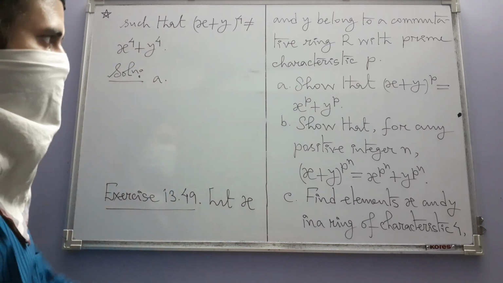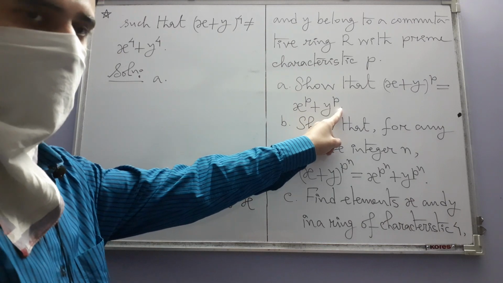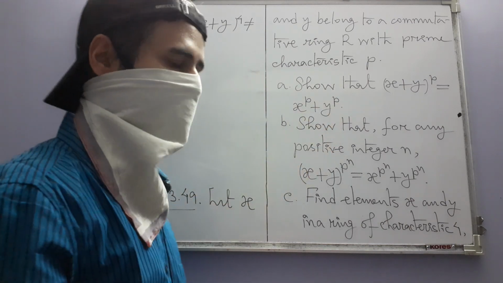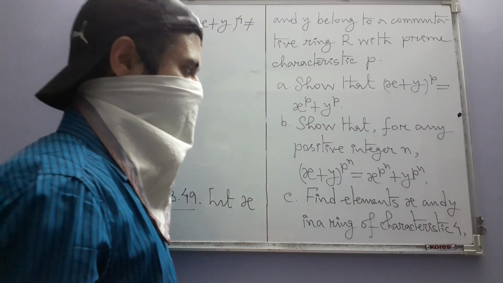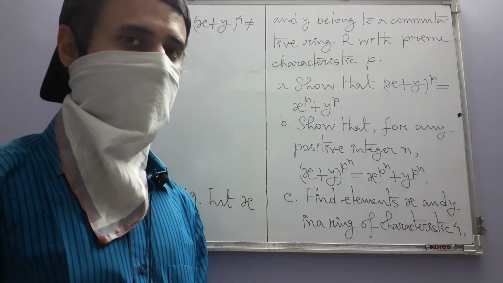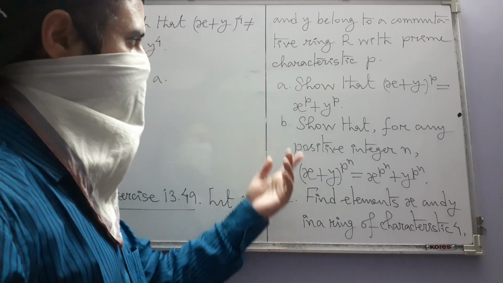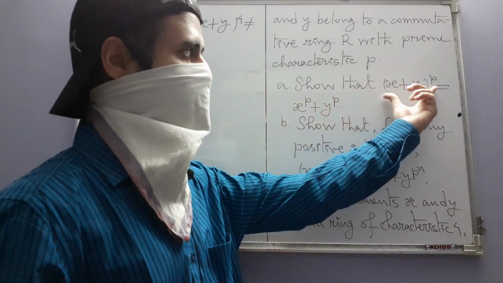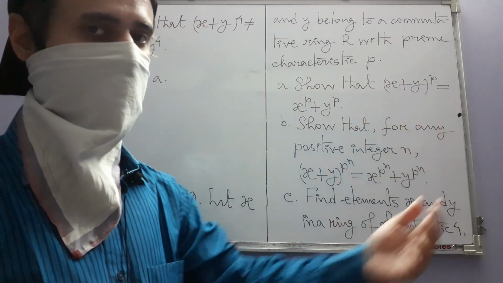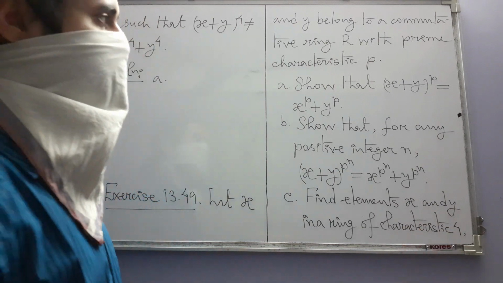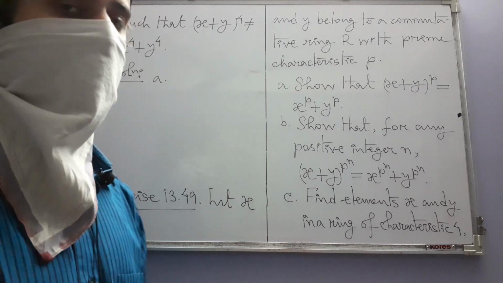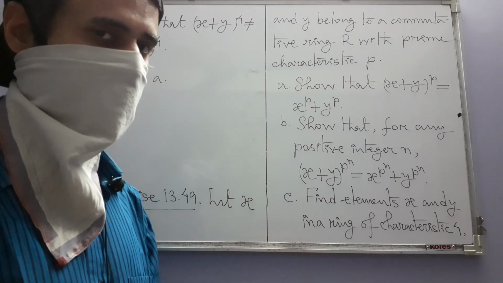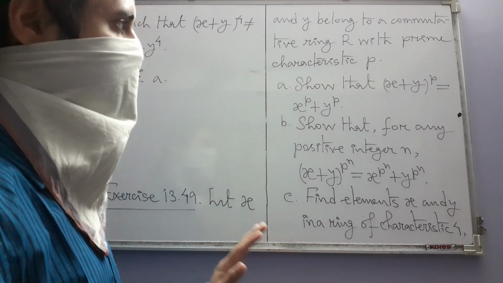So in part A we have to prove this, and in proving this we are going to take the help of the binomial theorem. Now the binomial theorem is true for, say, expanding this power, where x and y are real numbers or complex numbers. You already know what the binomial theorem is.